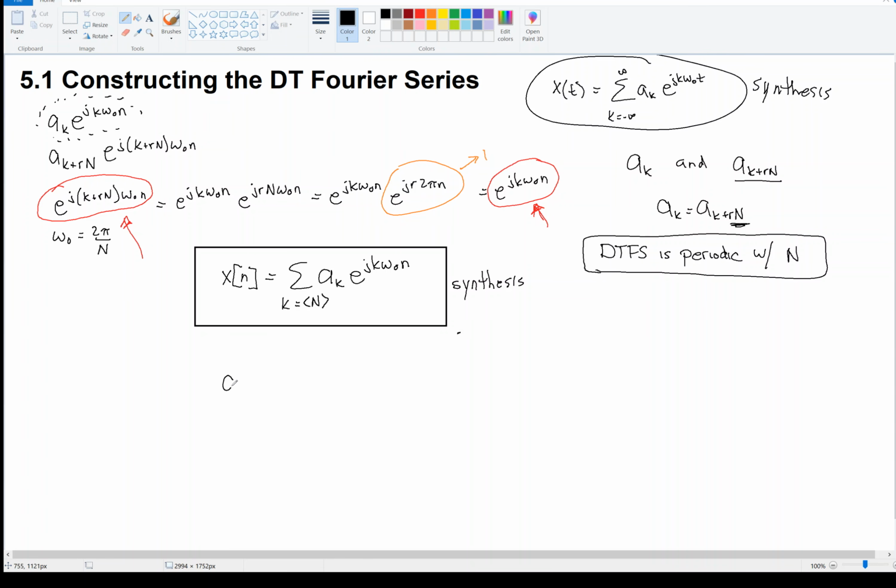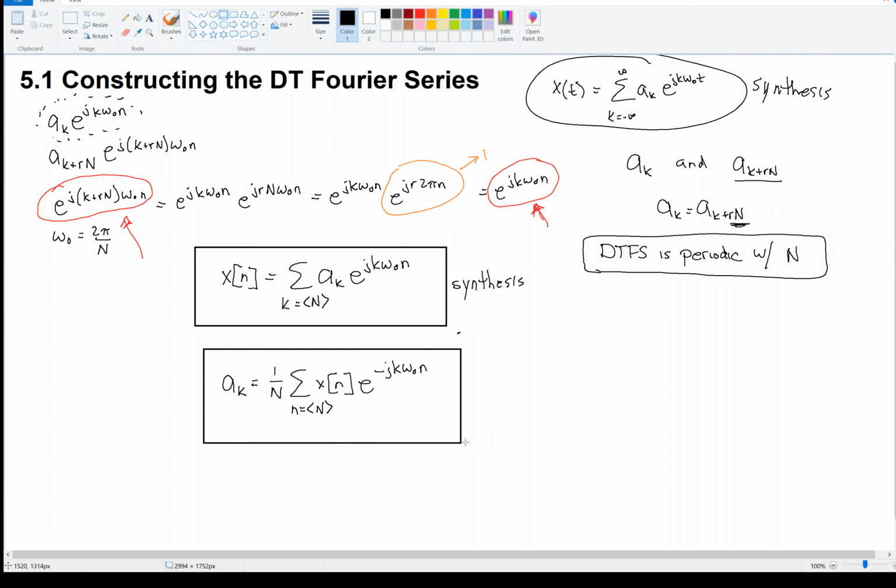And how do we get the ingredients? Well, again, I'm not going to show you the proof. They're in textbooks and on the internet. It's very similar to what we did for continuous time. And I'm just going to write it out here. Okay, and we'll put a fancy box around it. And this is how we get the ingredients. This is called the analysis equation.